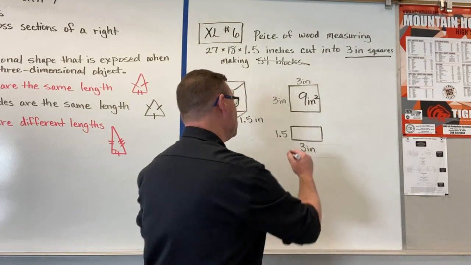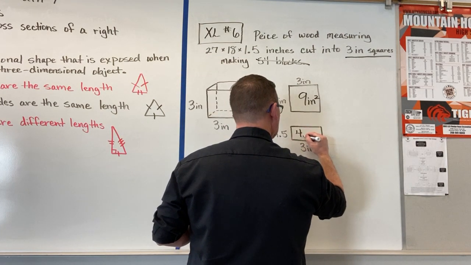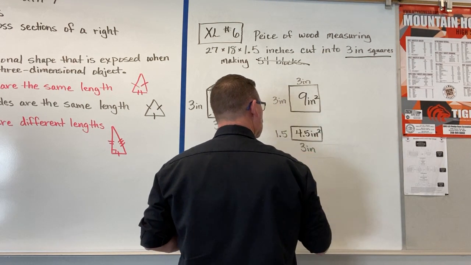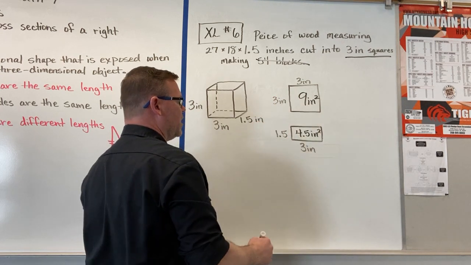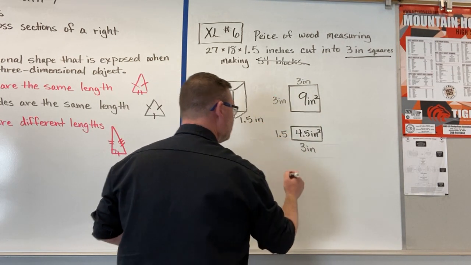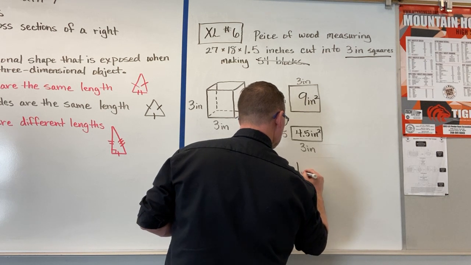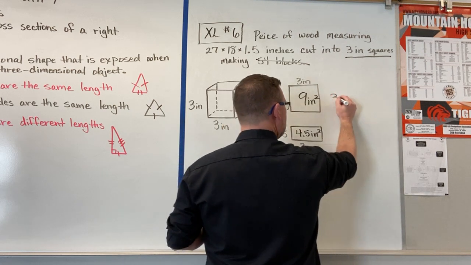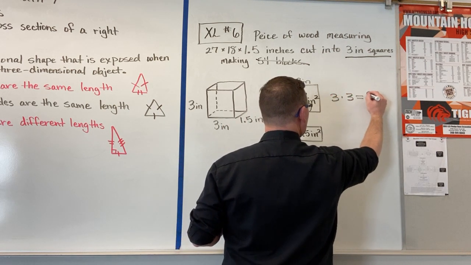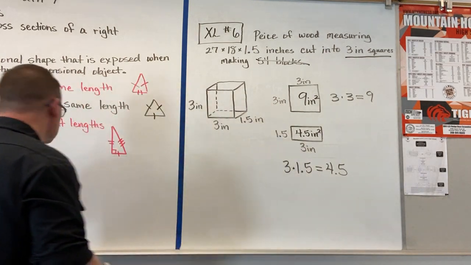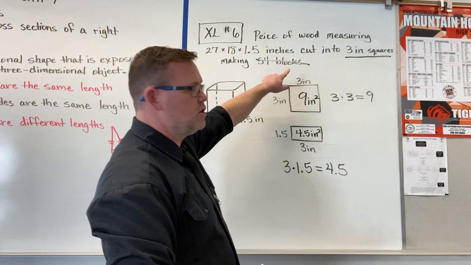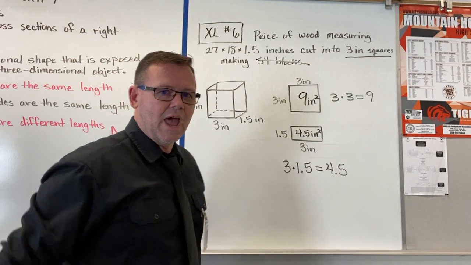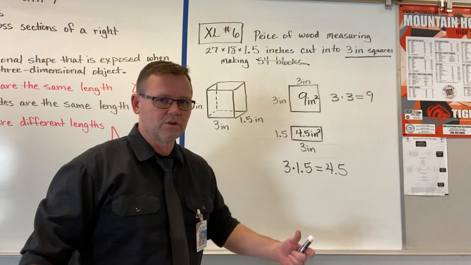And so when we found the area of this, it would be 4.5 inches squared, because these are all going to be length times width. In other words, 3 multiplied by 1.5 is going to equal 4.5. 3 multiplied by 3 equals 9. Okay, guys? So make sure that you get rid of the information you don't need in this one, and then go through and solve it. All right, guys? Ask questions if you don't understand when you get into class. Otherwise, that's it.